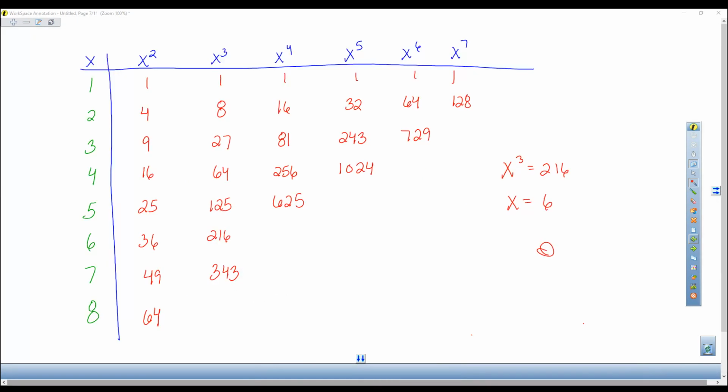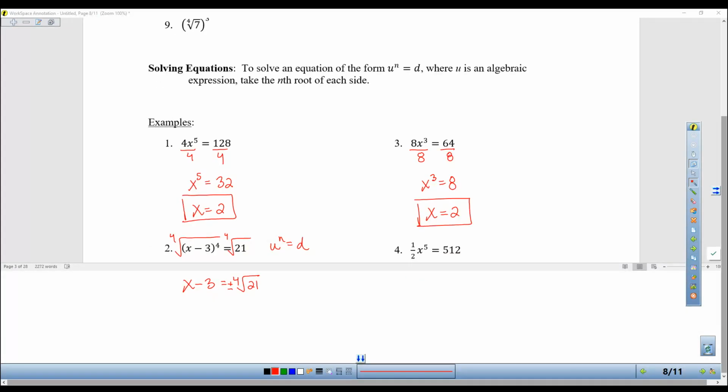21 is not on my list, so I know that I can just stop there. And then I have to add 3 to get the x all by itself. Now, some people just tack it onto the end, but then you take the risk of writing 4th root of 24, which I've seen lots of kids do, and this would be wrong. That 3 is not part of the 4th root, so you're better off writing it out in front, 3 plus or minus the 4th root of 21.